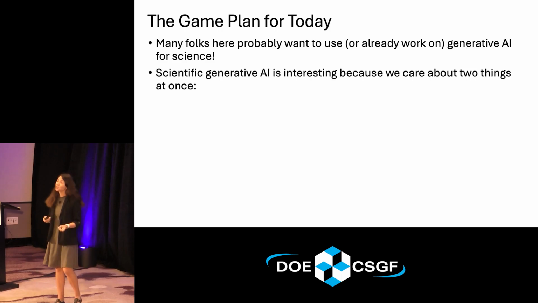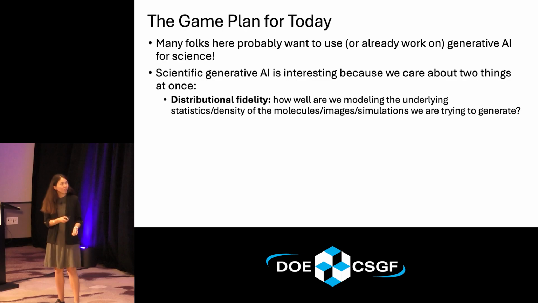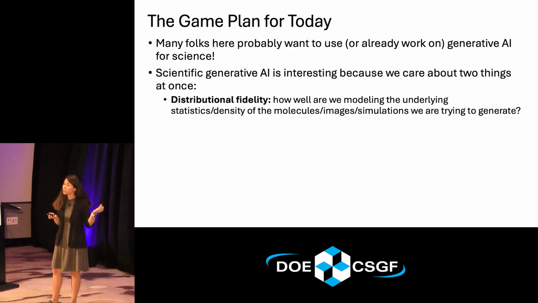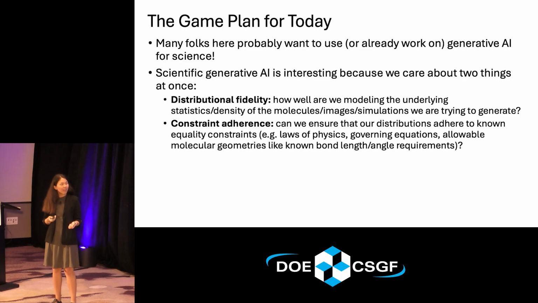And I think that scientific generative AI is really interesting compared to a lot of commercial applications because we care about two things simultaneously. The first thing, which we always care about in generative AI, is distributional fidelity. So how well are we modeling the underlying summary statistics in our generated distribution when we compare it to what we would observe in reality? And then the thing that's kind of unique to science is that we also care about constraint adherence. So how scientifically plausible and realistic are our samples from our distributions? This is the part that I want to focus on today.